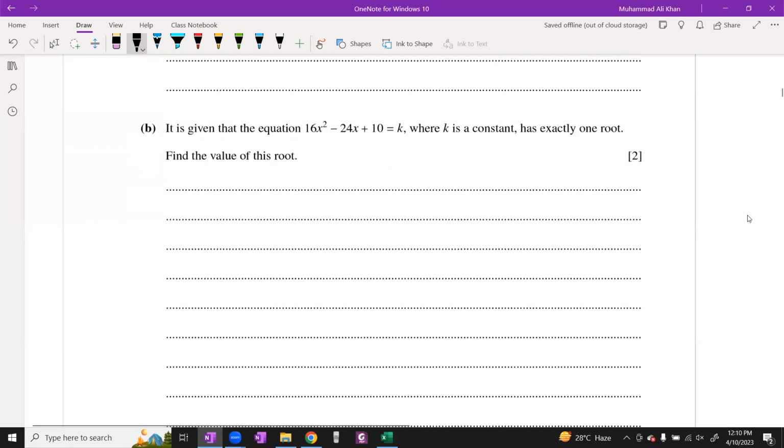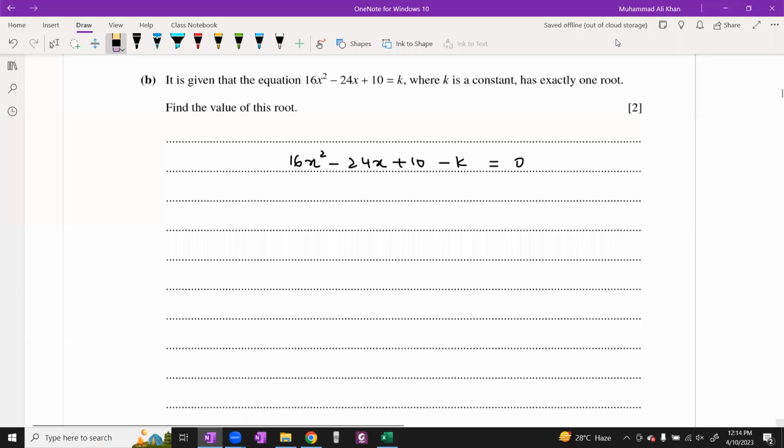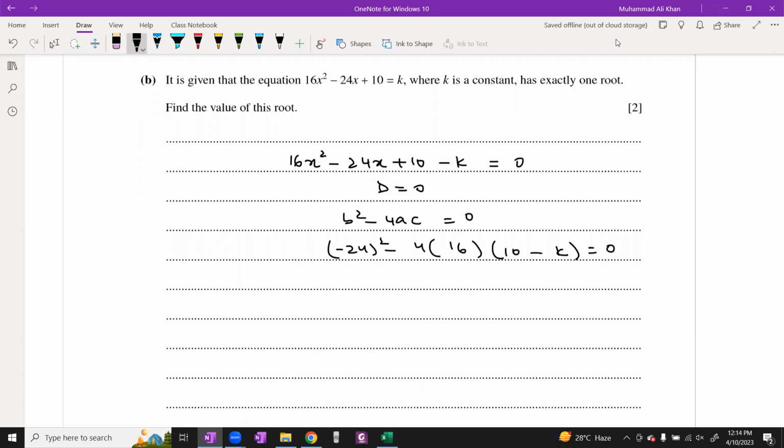It is given that the equation 16x square minus 24x plus 10 equals k has exactly one root. Find the value of this root. So 16x square minus 24x plus 10 minus k equals 0. The question says it has exactly one root, so if I use the discriminant for one root, it equals 0. b square minus 4ac equals 0. To calculate the value of k, minus 24 square minus 4 times a, which is 16, c is 10 minus k, equals 0.